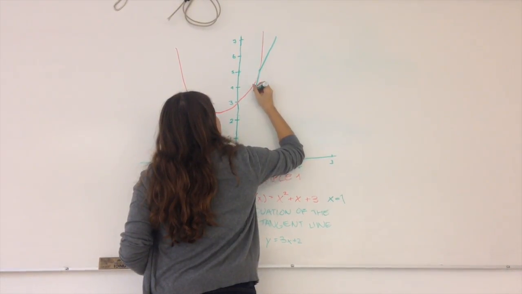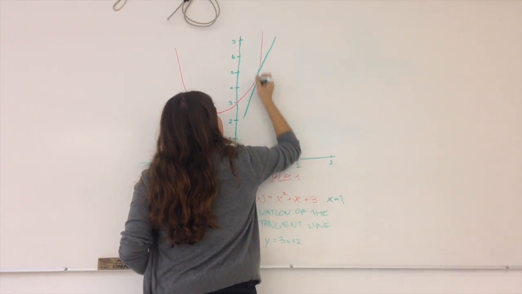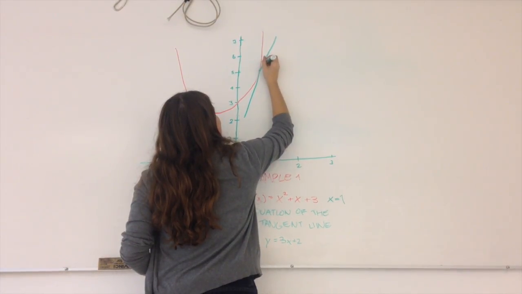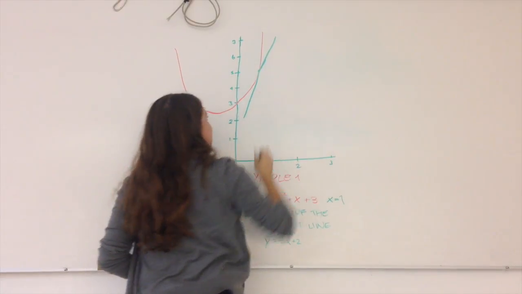For example, in this case, the graph is increasing at x equals 1. Therefore, we know that having a positive tangent line equation is correct.